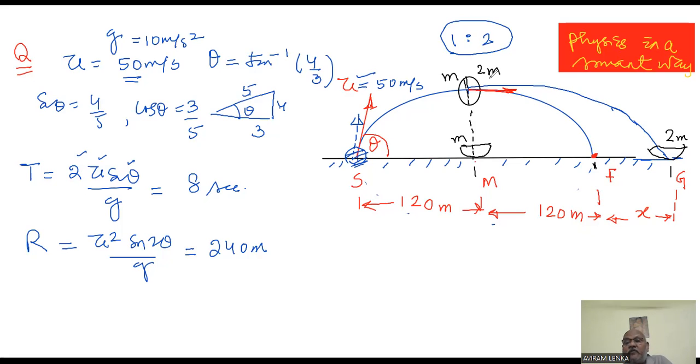Use momentum conservation to find out the body which is thrown from a height. You have to ascertain the height of the projectile. That will be around 80 meters or something like that. Count it, the formula is there, u square sine square theta by 2g.